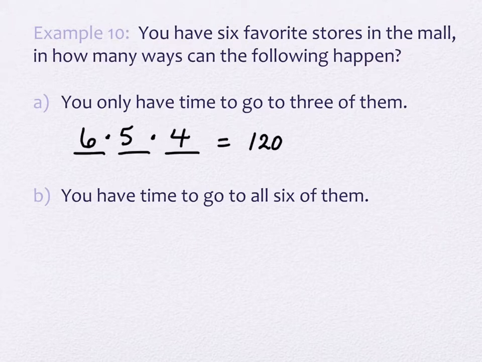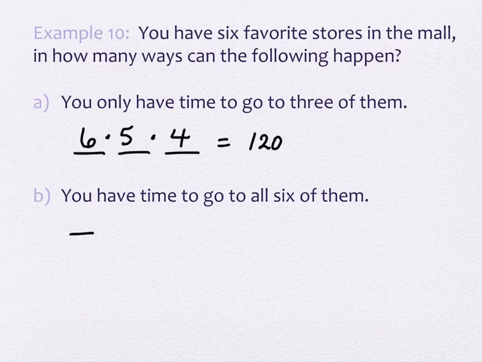Now what if you have time to go to all 6 of them? Well, we're talking about the ways in which you go to them. Now, the reality is most of us do some sort of thing when we're shopping or going around town. We try to minimize the driving back and forth. So we're not trying to minimize that in this particular argument. We're just trying to find the total number of possibilities.